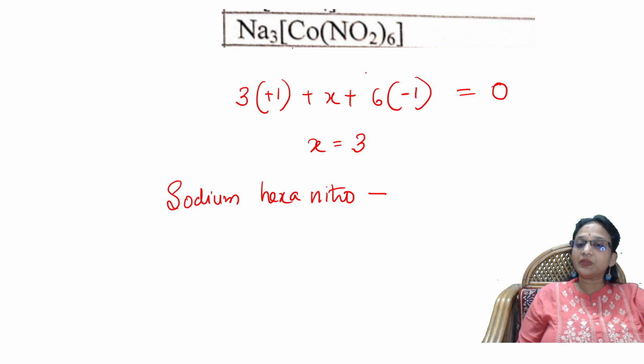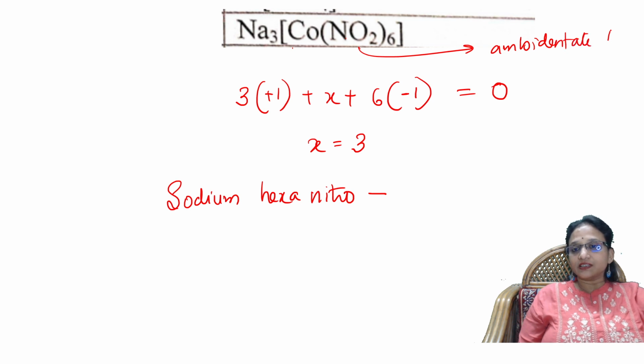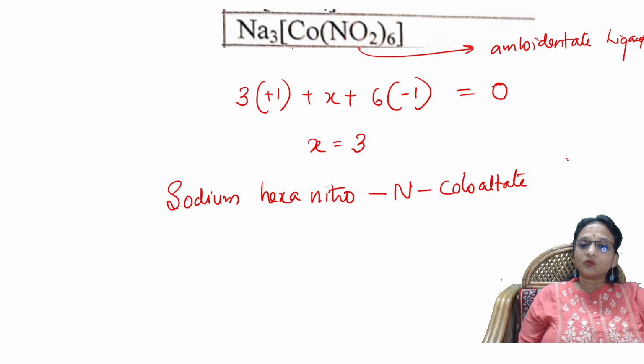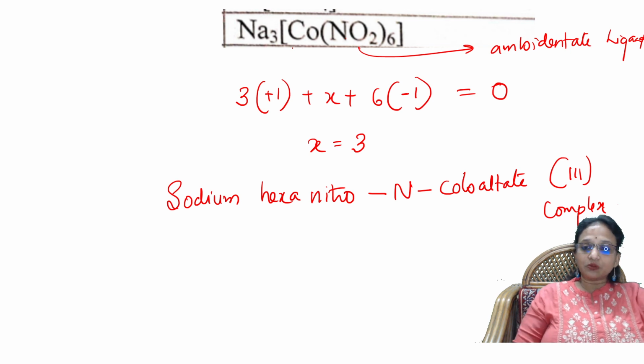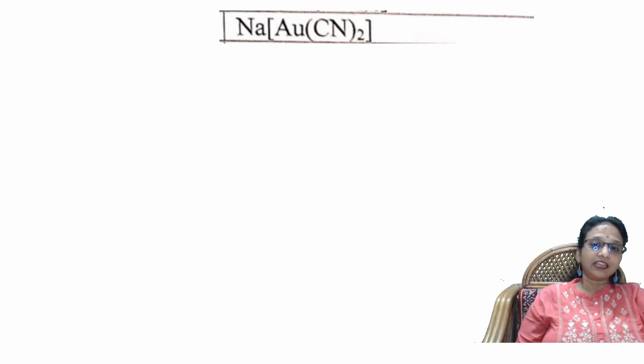Here it is an ambidentate ligand. Now, students, ambidentate ligand means it can attack from both sides. That's why you take that as N. Then the metal atom, cobaltate, yes. And what is the oxidation state? 3. Complex. Easy. Let us do one more example like that.